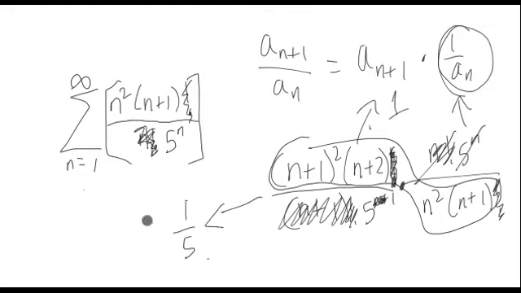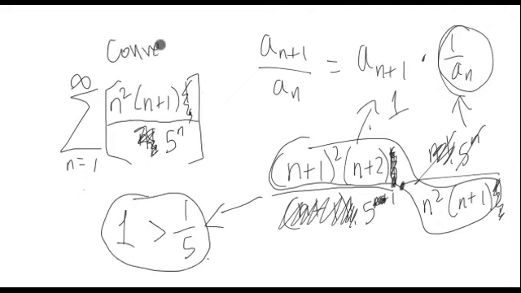Hey, a fifth is less than 1. What does that mean? So our limit is less than 1, which means that our original series actually converges, and it converges absolutely. So this was just a test to see if it converges or not, and we found that it did.